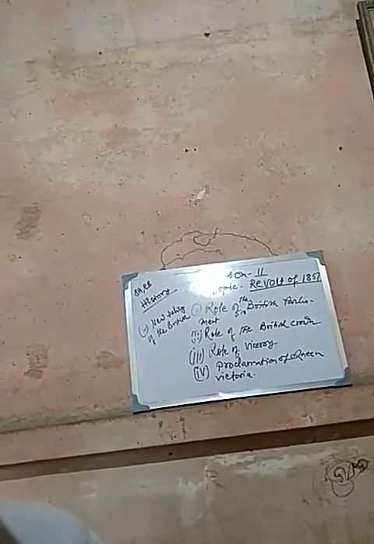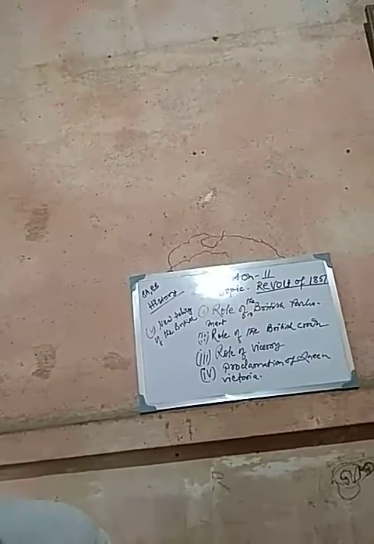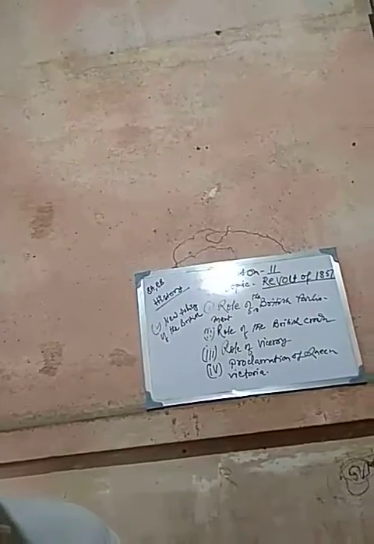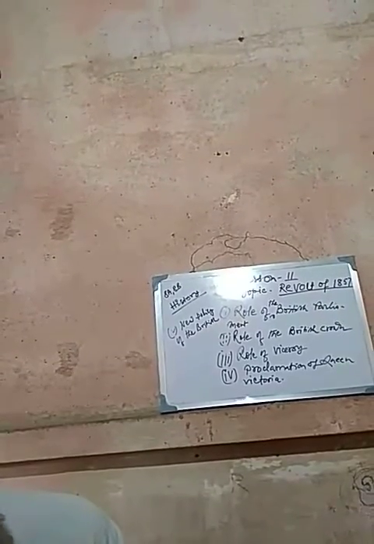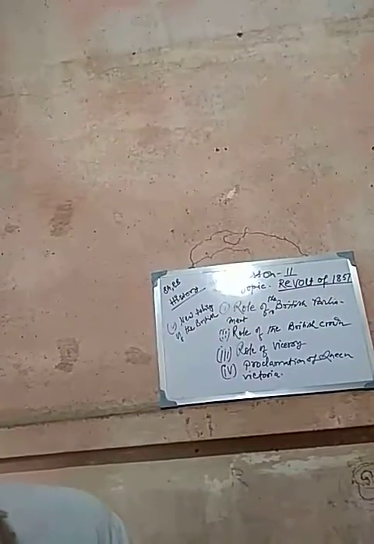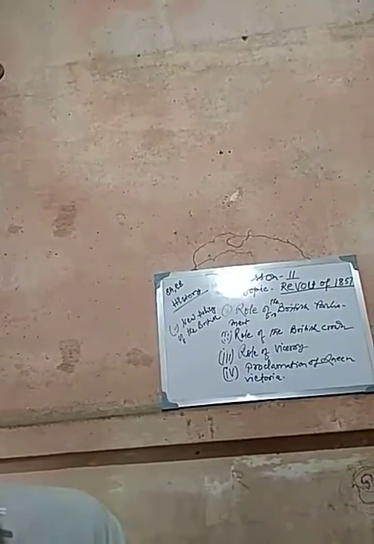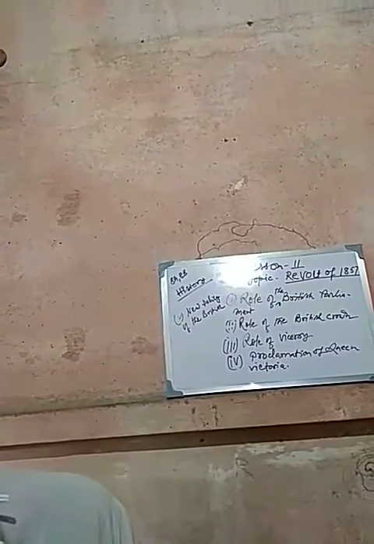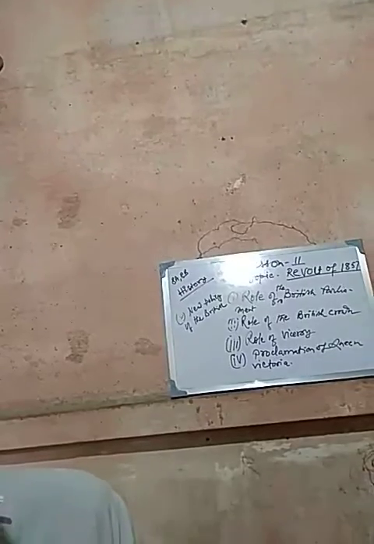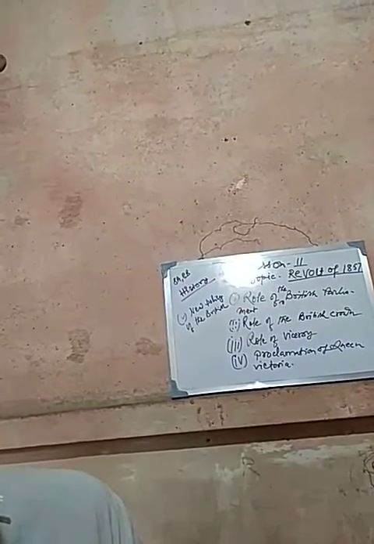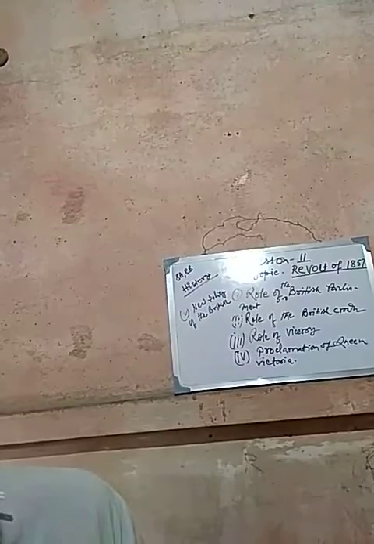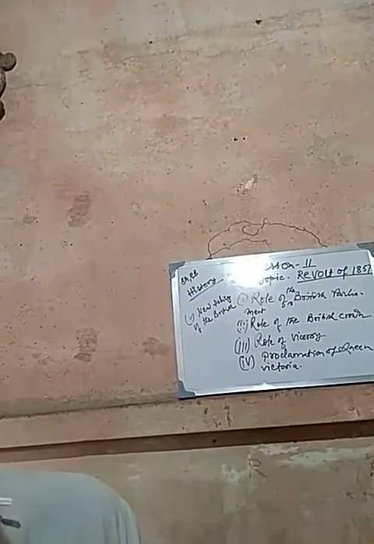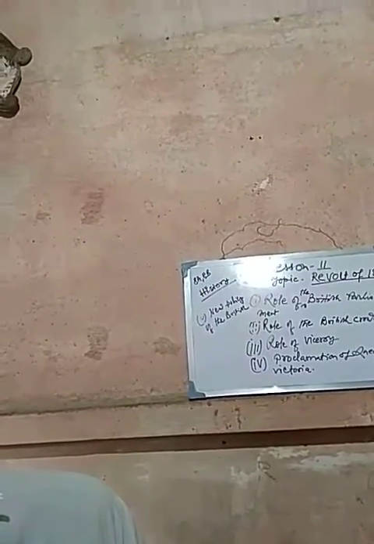Although they suppressed the revolt of 1857, although they adopted the policy of divide and rule, although they weakened the unity between the Hindus and Muslims, yet the British realized that Indian people might start agitation, might organize revolt against the British in future, because during the revolt of 1857, not all Indians were involved in the revolt.